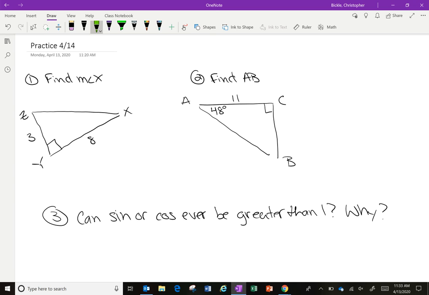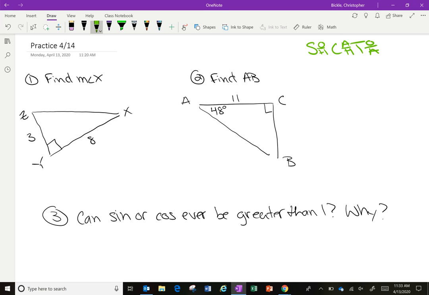All right, so on any trig assignment, the first thing that I want you guys to do is write SOHCAHTOA somewhere. I think it's a good idea to put it up on top so we have it. But remember, SOHCAHTOA is always going to tell us which trig functions we're working with. So sine is opposite over hypotenuse, cosine is adjacent over hypotenuse, tangent is opposite over adjacent.